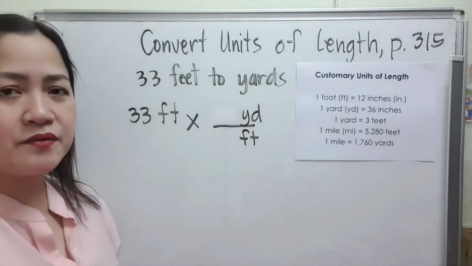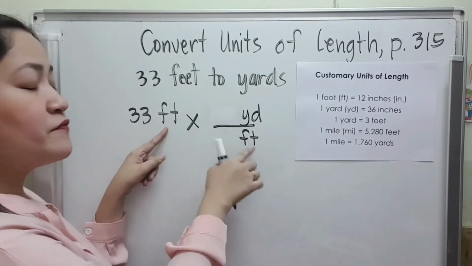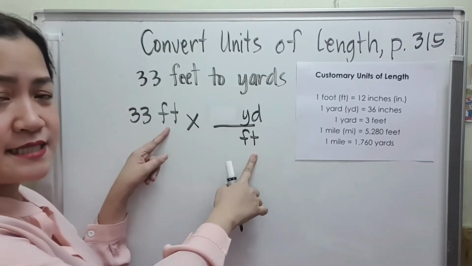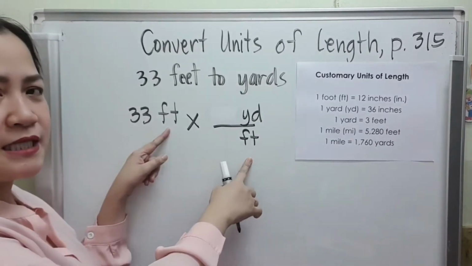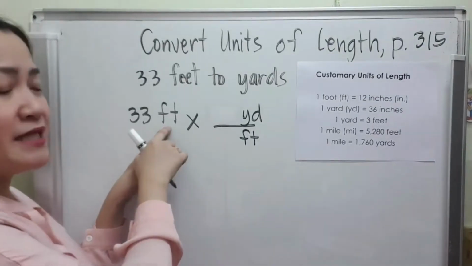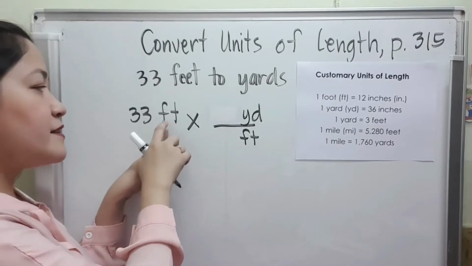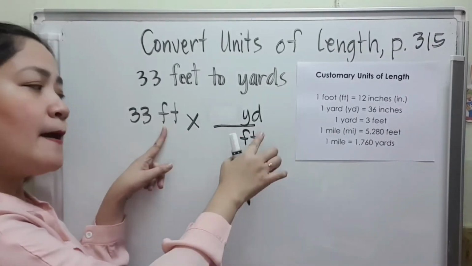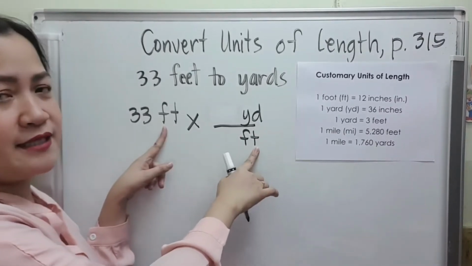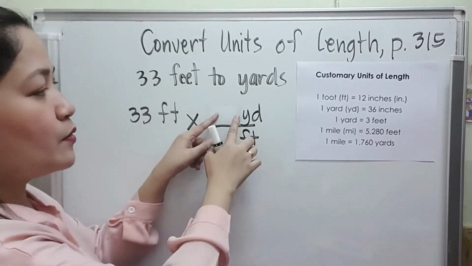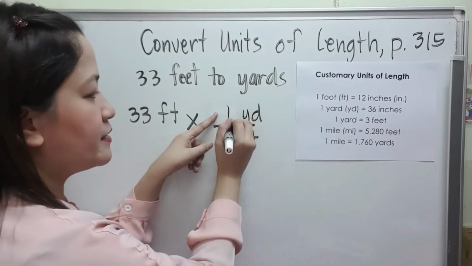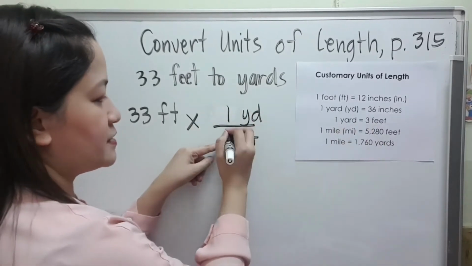Again, why do we do that? We can have feet over feet, isn't it? And that is equal to 1 since they are the same unit. Or we can simply eliminate them. If we need to eliminate this unit, that means that unit should be written in the denominator in the next factor. And then you are going to write the numbers. So, yard, that is 1 yard, over 3 feet.